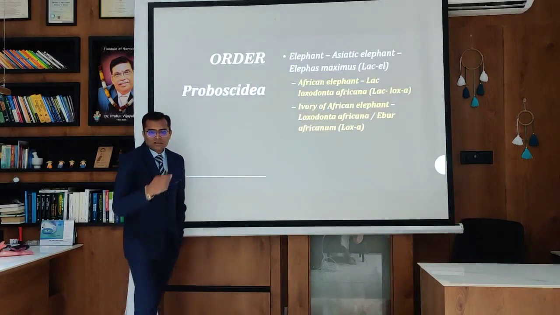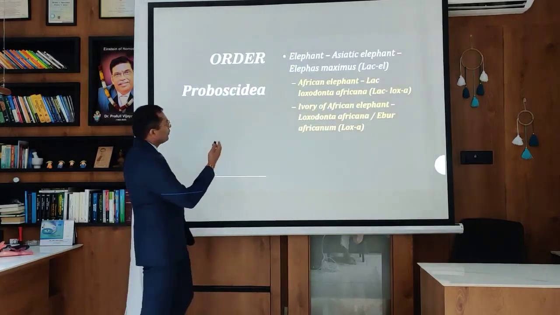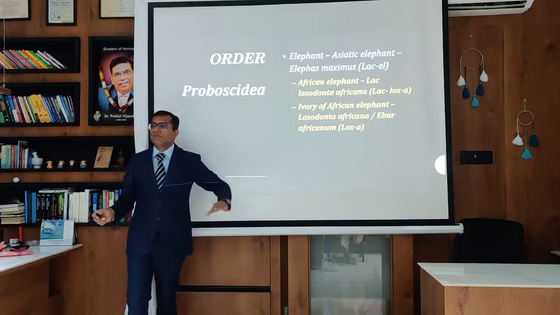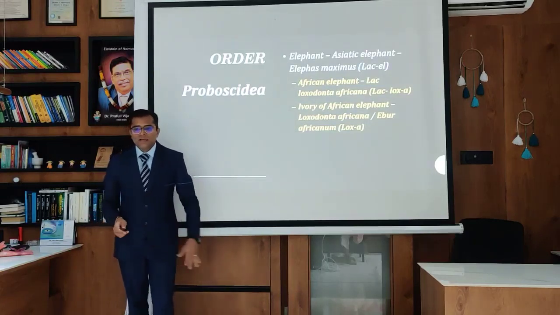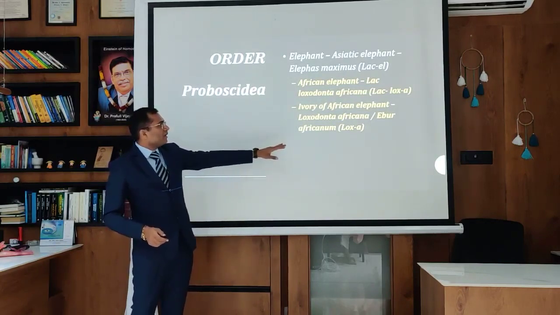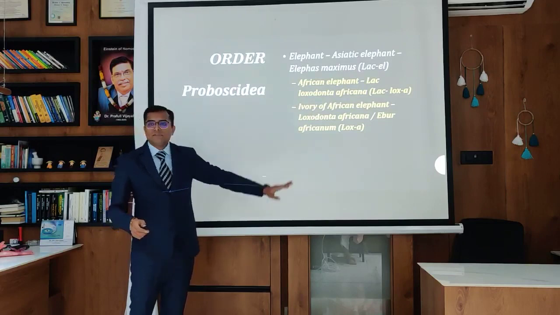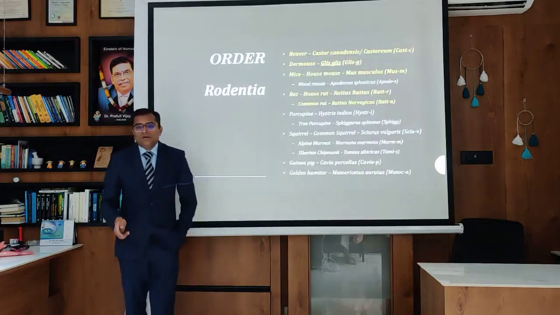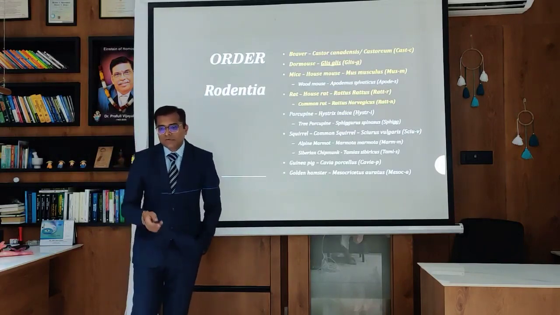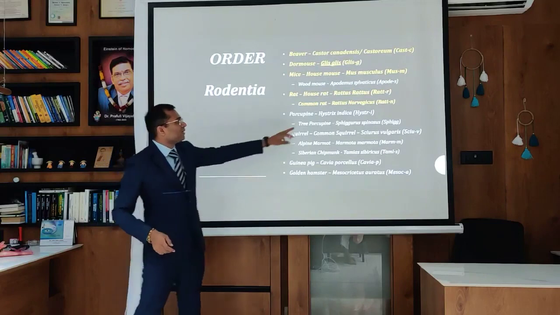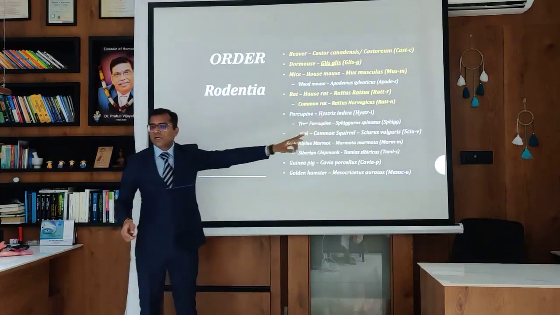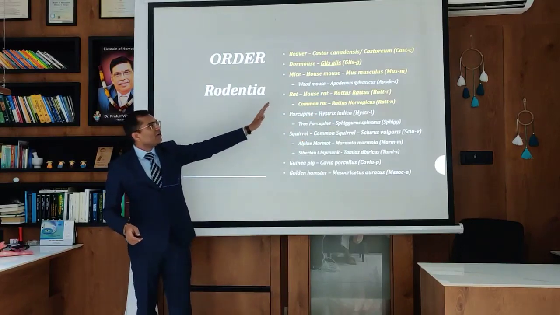So these are the other Proboscidea. In Proboscidea we have Lac loxodonta africana. This is the remedy prepared from elephant milk. Another remedy is Loxodonta africana, the ivory of the African elephant, meaning white happy. Then Rodentia: out of Rodentia we have beaver, deer mouse, mouse and rat. From the rat we have Rattus, and from the common rat we have Rattus norvegicus. So these are the different kinds of remedies.